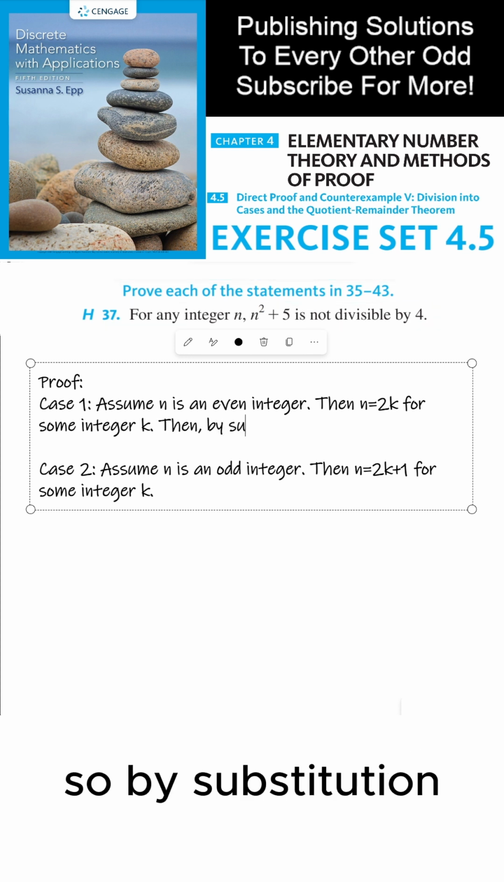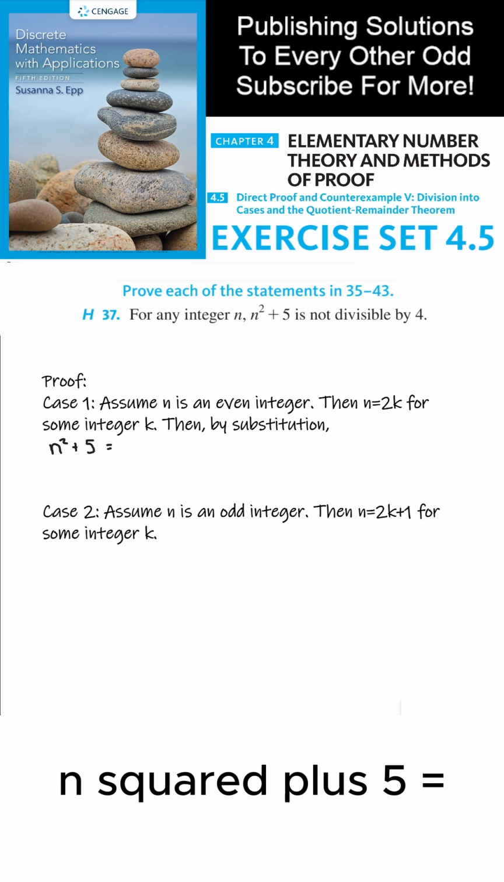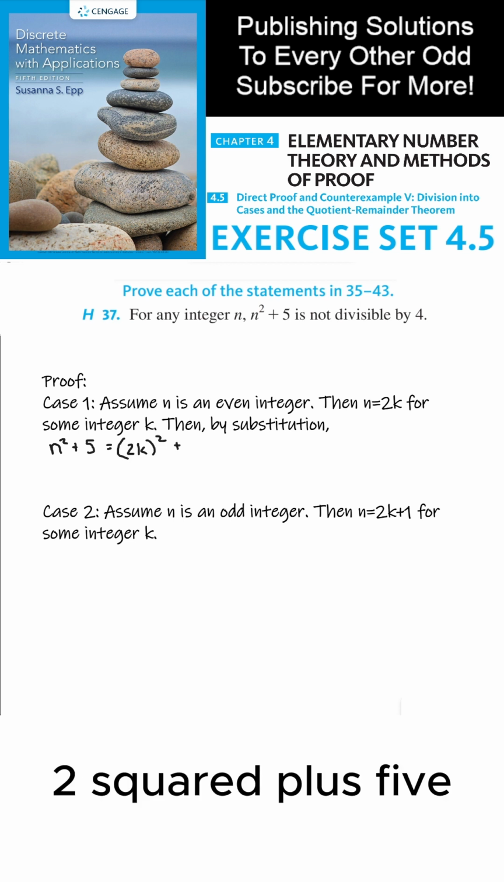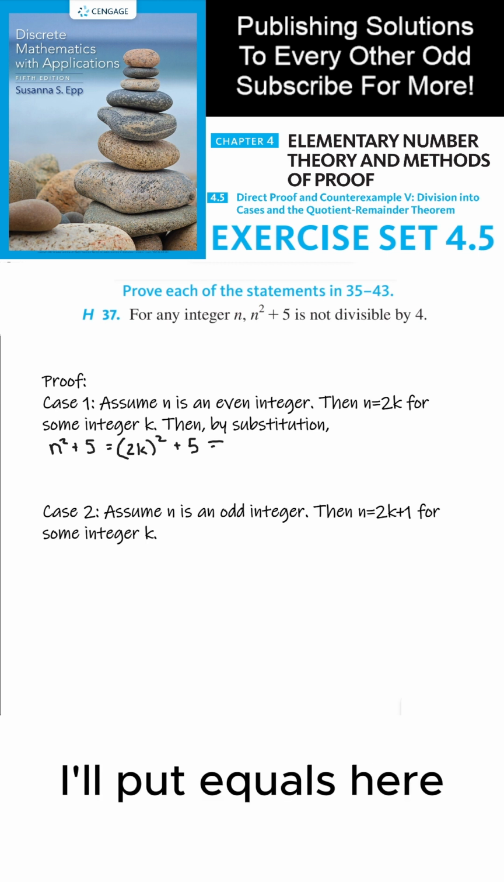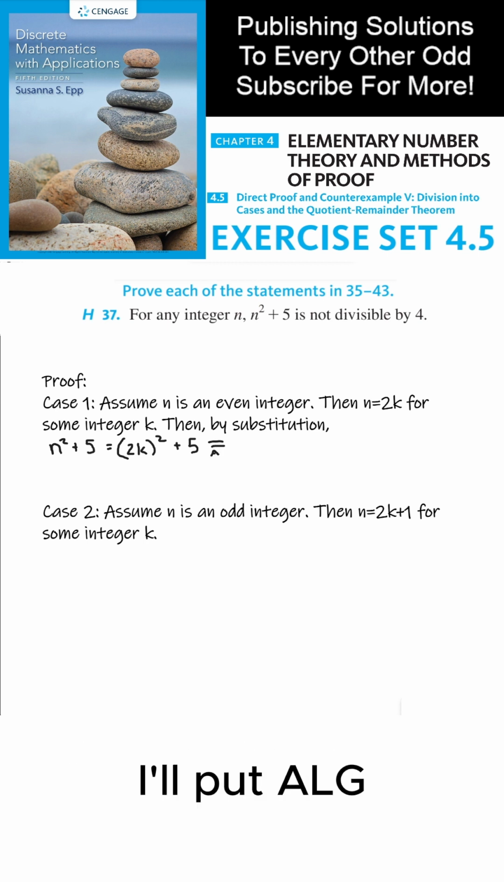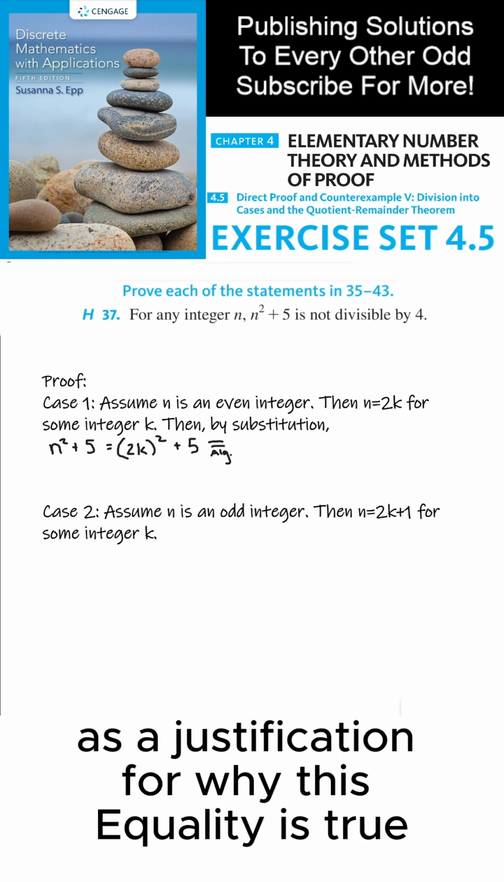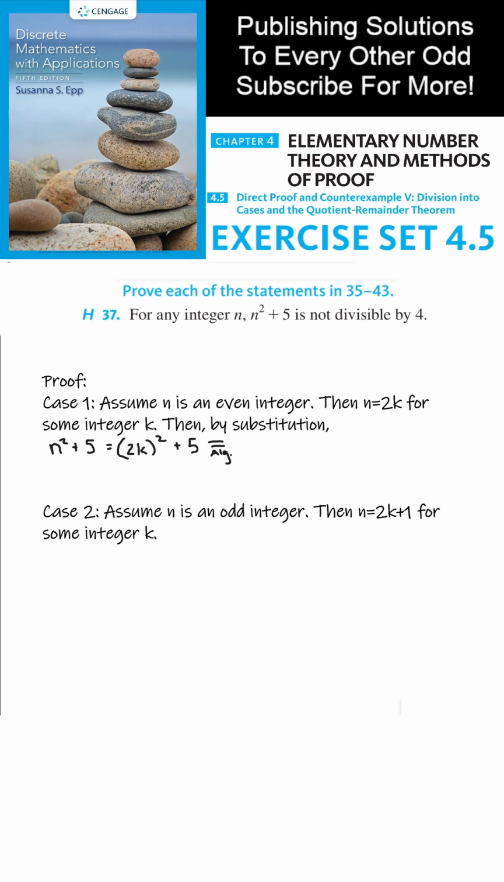So by substitution, n squared plus 5 equals (2k) squared plus 5. And we can simplify this using algebra. I'll put equals here, but underneath the equal symbol, I'll put ALG as a justification for why this equality is true. So we can distribute this exponent to each factor here.